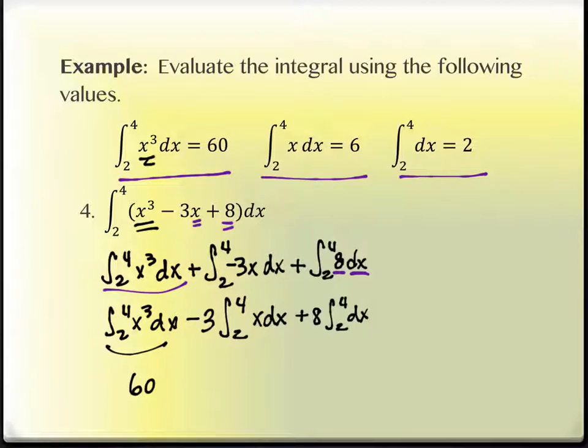And then I still have the negative 3. What is the value of the integral from 2 to 4 of x dx? That's 6. And then I have my plus my 8, and I can replace the antiderivative from 2 to 4 of dx. It's 2. And then it's addition and subtraction. Okay? So if we add, subtract, multiply, and so forth, what do we get for our value on this one? 58 is correct.